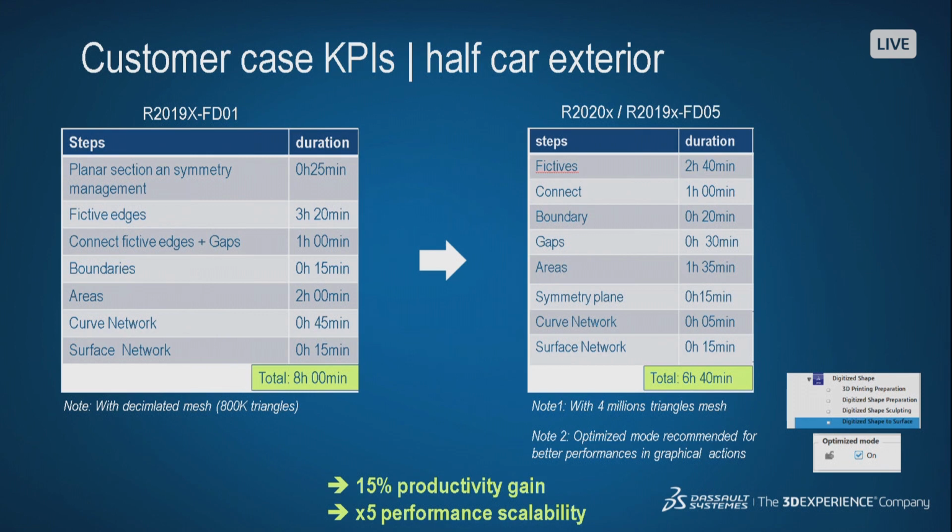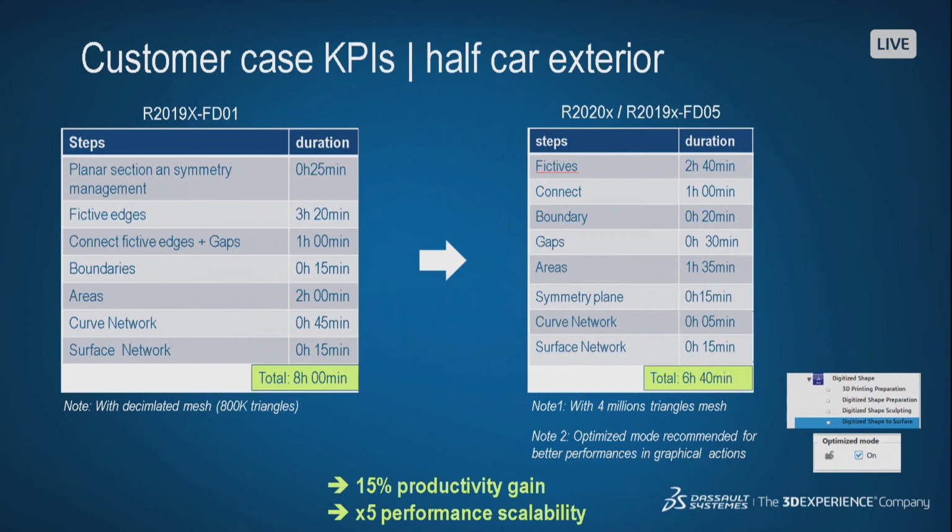What we did with some customer is take a full half car and did the whole exercise. So here you get duration. It means in FD01 on the 19X, we were using the tool for 8 hours to do the full workflow. And for that, we had also to decimate the mesh. So it means the mesh was only 800K triangles to make sure we have an efficient user interface performance.